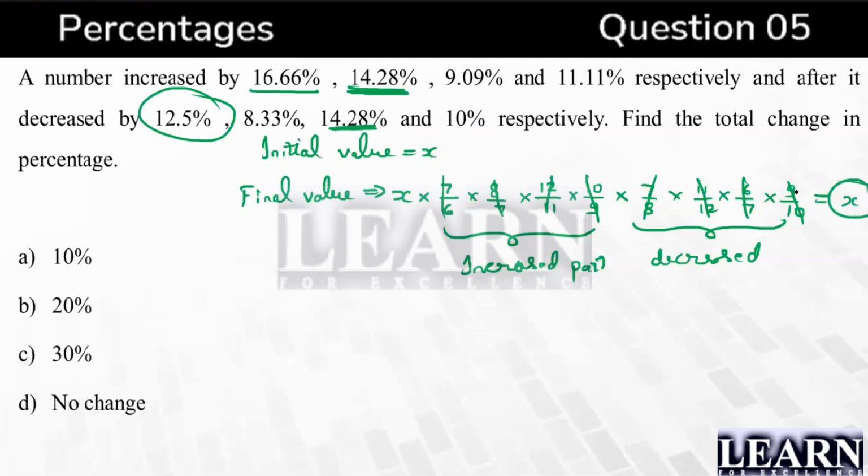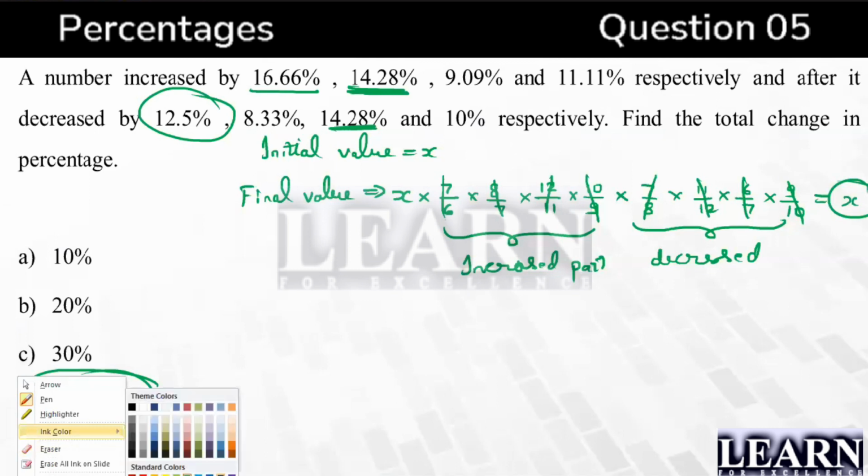What is the total change in the percentage? Total change is no change here. Got it? Now, if you know this concept, you can take it out in just 30 to 40 seconds. Isn't it faster now? Is it clear? Once you get well versed in this, you can solve it even faster.